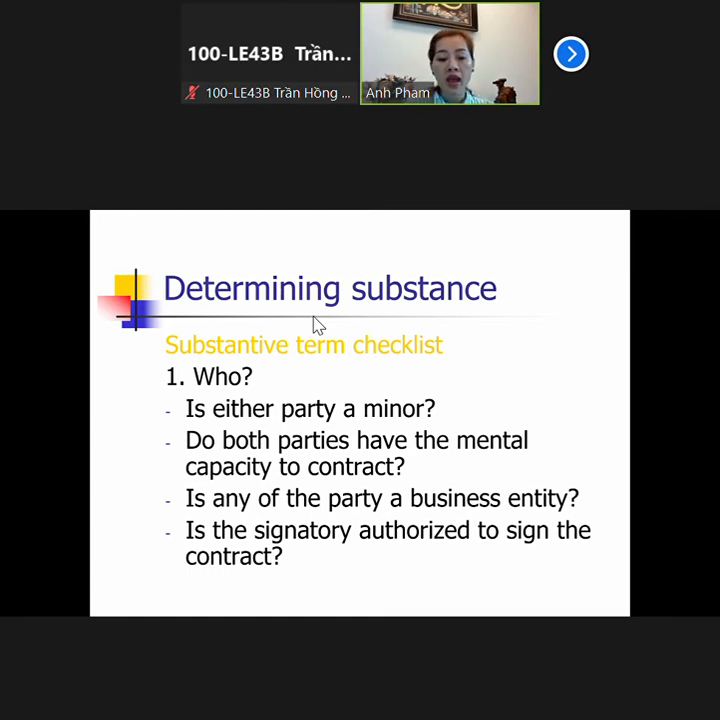Is either party a minor? A minor here is a person under the age of 18. People under the age of 18 can only do some transactions which are necessary for their life only. They can go to the market to buy books, notebooks, pens, pencils. This is okay. It is necessary for their education. They can buy clothes, yes, but not very expensive ones, just for their normal days.